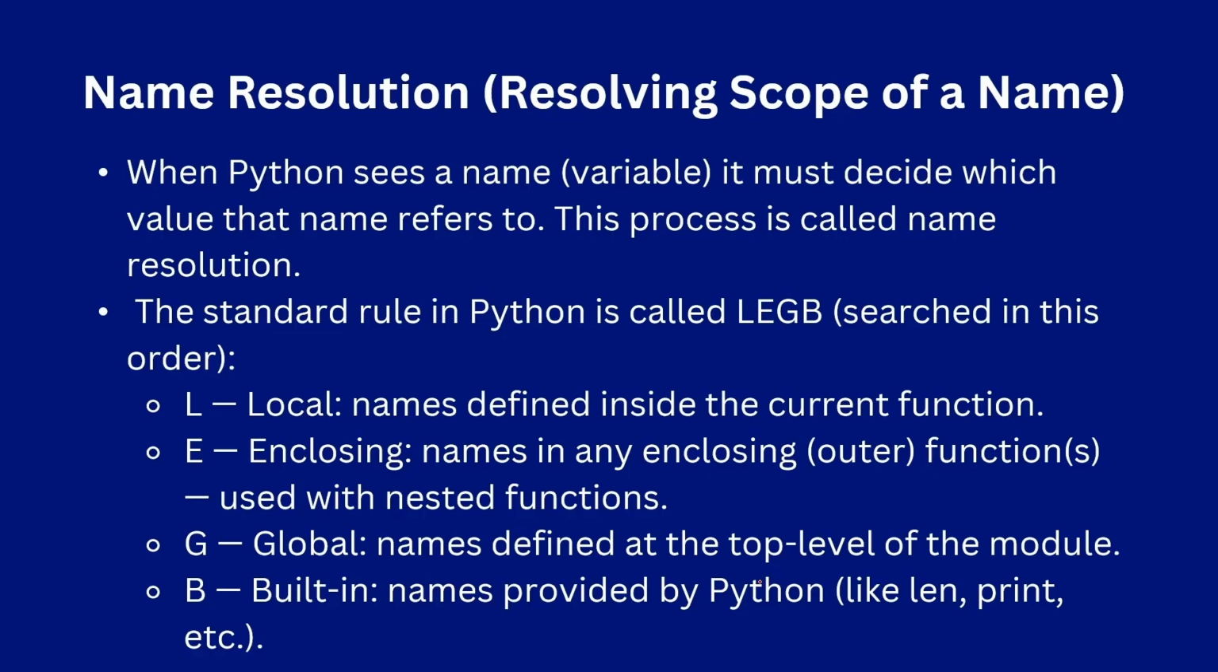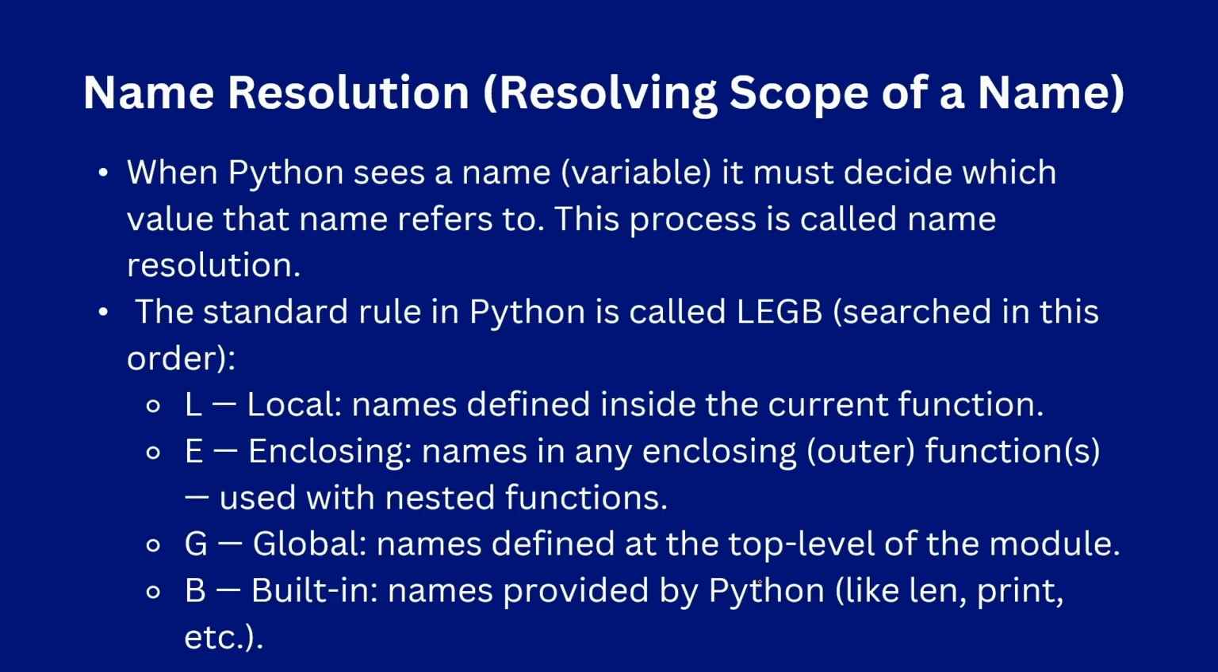When we encounter any variable, we check whether it is present in the local scope inside a particular function. If we are looking inside a function, we see if it is present within that function, or if it has a global scope and is present outside, or whether it has an enclosing scope, or whether it is a built-in variable. Okay, so the standard rule in Python is called LEGB, which is searched in this order. L is for local, E is for enclosing, G is for global, and B is for built-in.